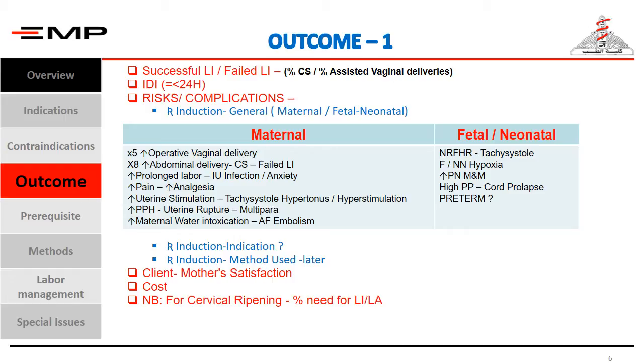Second outcome measure is induction delivery interval. Successful vaginal delivery is usually achieved within 12 to 24 hours. If prolonged, it will lead to mothers' dissatisfaction and, of course, increase maternal, fetal, and neonatal risks and complications. Of course, the cost of the method used should always be considered.